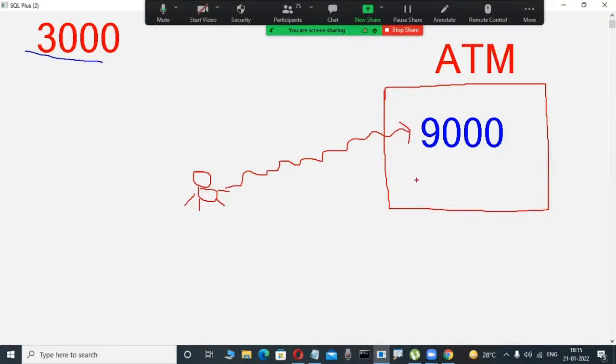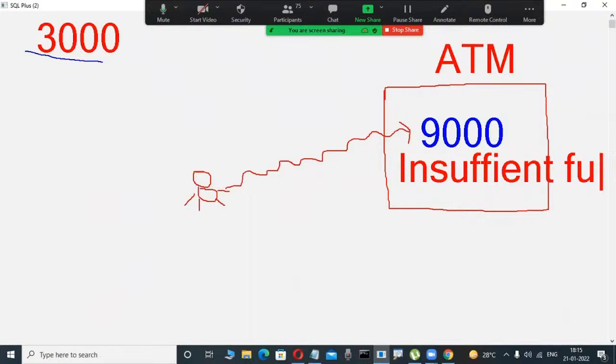In this case, it will give a message. You observe it on your ATM machines, maybe some message will be displayed, such as insufficient funds. Why? Because here your balance is low, 3,000, but you are trying to retrieve more than 3,000, that is 9,000, 8,000, 7,000 like that. How is it possible? In that case only, an insufficient funds message will be displayed.